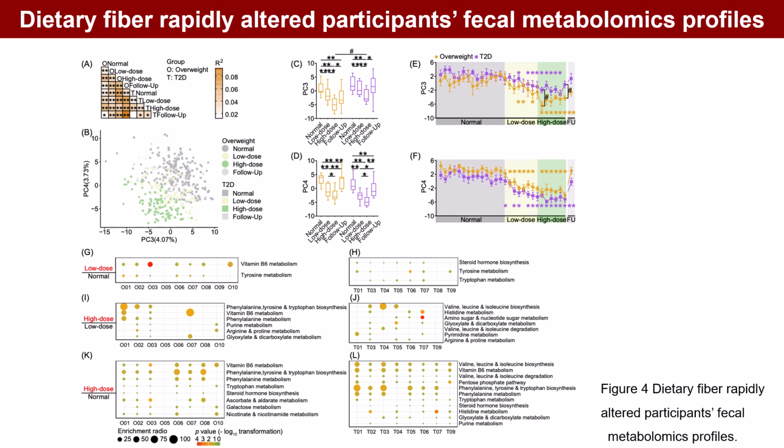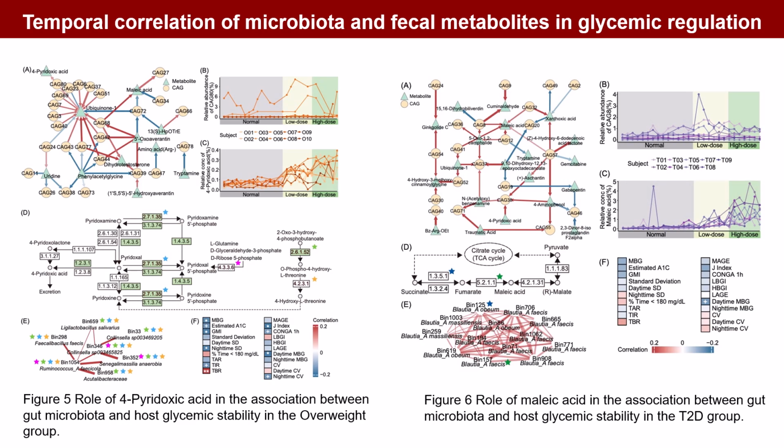Both groups exhibited significant fecal metabolome shifts during intervention phases, with changes detectable as early as the first day of the intervention. Pathway enrichment analysis of upregulated metabolites indicated enhanced amino acid metabolism during the low-dose phase in the majority of participants. Moreover, high intervention led to a broader range of upregulated pathways, particularly those related to phenylalanine and tryptophan metabolism. Using local similarity analysis, we further investigated the time-delayed relationships between microbiota and metabolites.